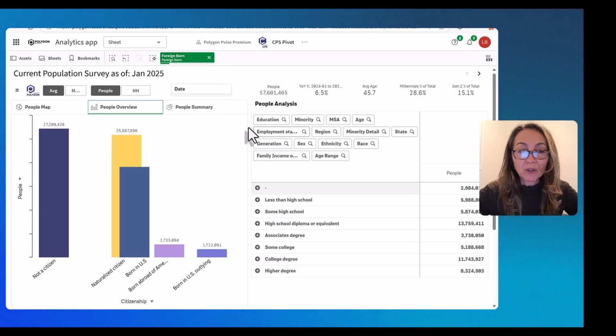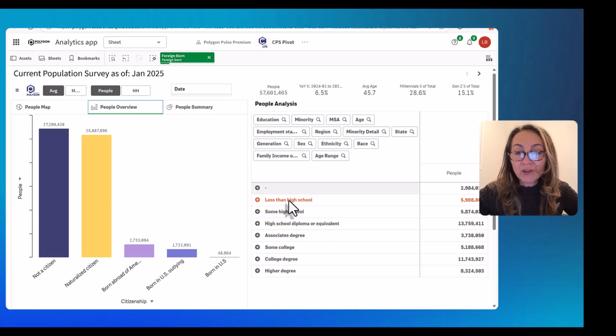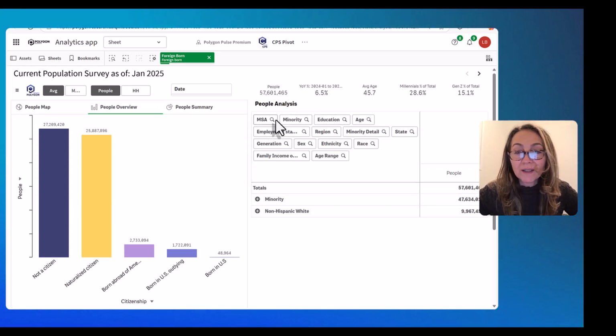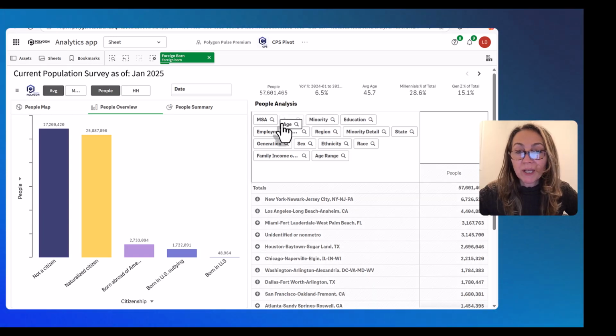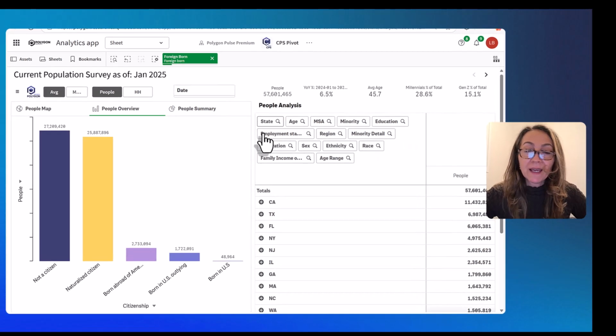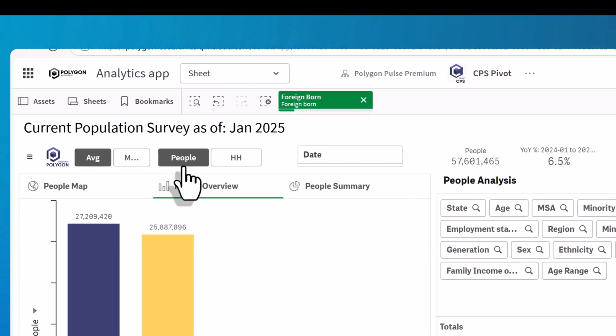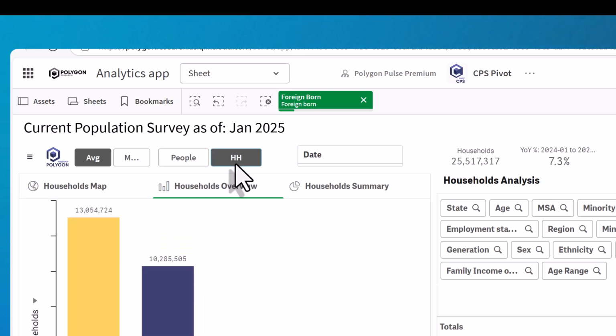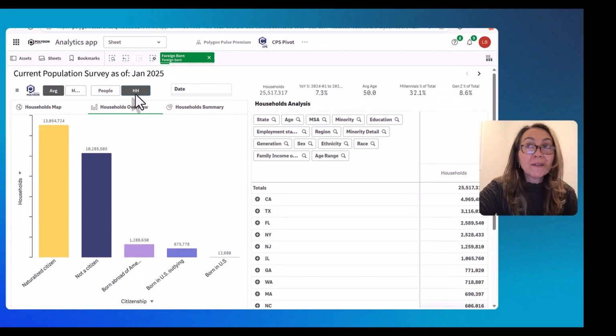Because it's a microdata model, you can analyze this population by other demographic features, for example, education, minority status. You can find out the top MSAs for immigrant population, precise age distribution, state, and so forth. The other thing is that CPS Pivot allows for household analysis. What does this mean? This means that you can analyze the distribution and the demographic characteristics of heads of households who are foreign-born or immigrant.